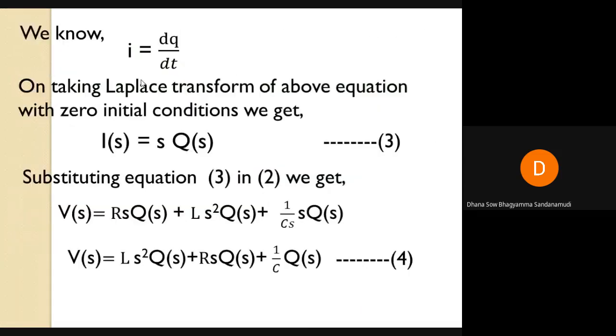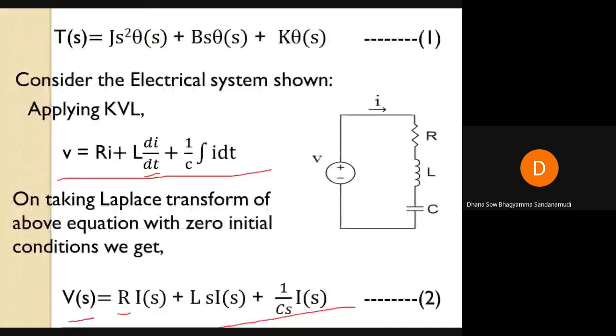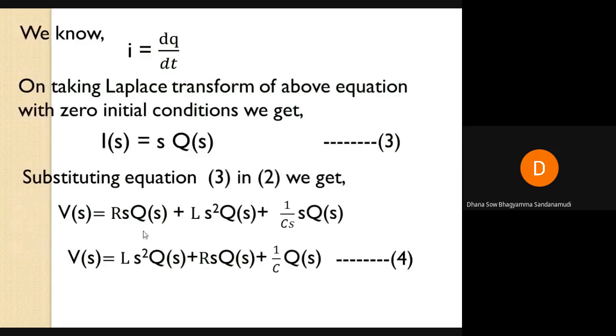So s into Q(s), s into s square into Q(s), s cancels, and you will get Q(s). Arrange in decreasing order of power of s: s square, s, and some constant term. Rearrange the terms and you will get this equation.